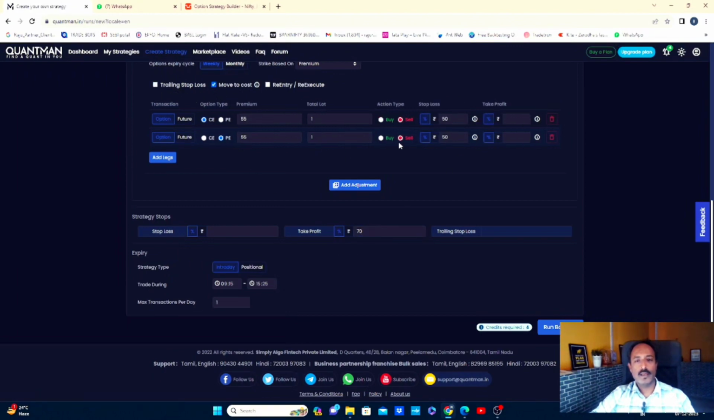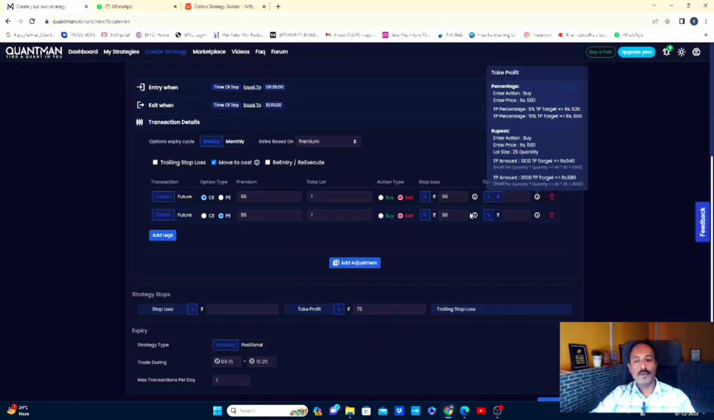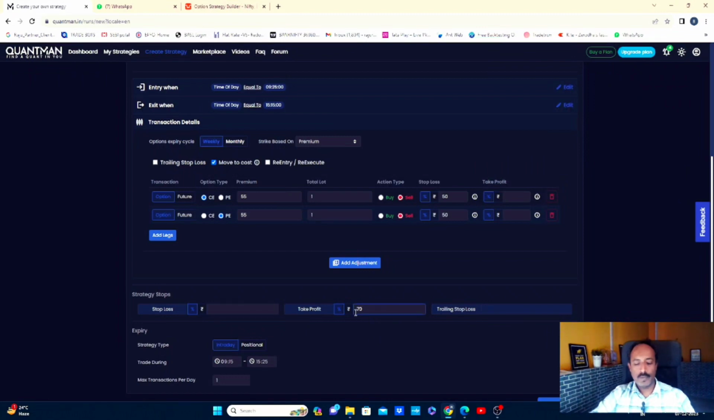The other strategy, if you want to move to cost: if this stop loss is hit, the other stop loss will move its stop loss to the cost. Okay, you can trail the profit and you can give the take profit here at the individual level as well. If you are getting say around 50% of the profit of the total premium, you can take it. So it's all left to you guys.